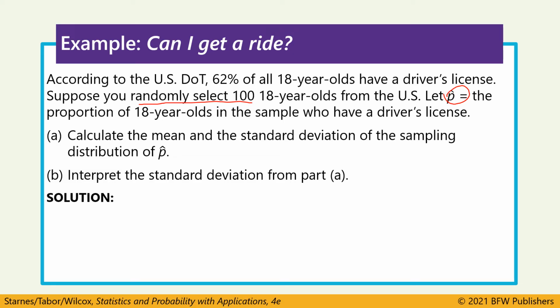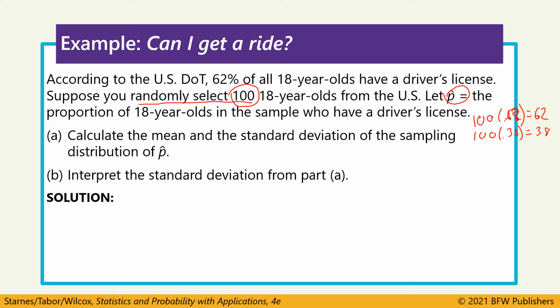So to start, 100 18-year-olds is less than 10% of all 18-year-olds in the United States. And if we do 100 times 0.18, that's our P hat. I'm sorry, 0.62 is our P hat. 100 times 0.62, that's the N times P, and N times Q would be 100 times 0.38. We get numbers that are larger than 10.